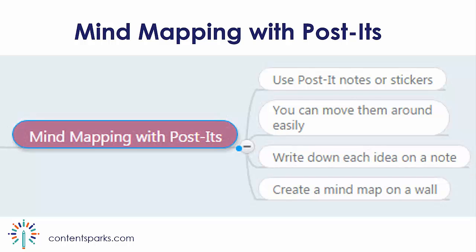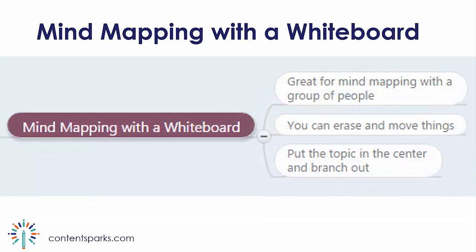If you want to try making a mind map with a group of people, use a whiteboard. This is a good method because it's easy to erase and move things. Put the topic in the middle of the board and then branch out from there. Now the downside of a straight whiteboard, of course, and with the Post-its, is that you don't have a saved file like software, so take a picture when you're done.